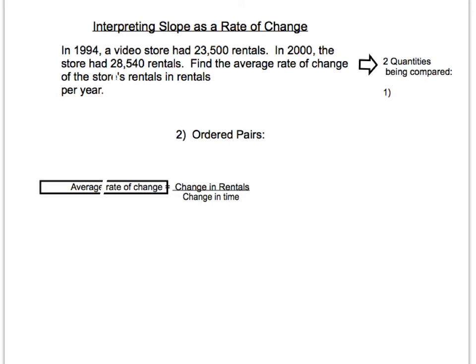In 1994, a video store had 23,500 rentals. In the year 2000, the store had 28,540 rentals. Find the average rate of change of the store's rentals in rentals per year. So that's a key phrase right there, rentals per year. So let's write that rate, rentals per year, as a fraction.